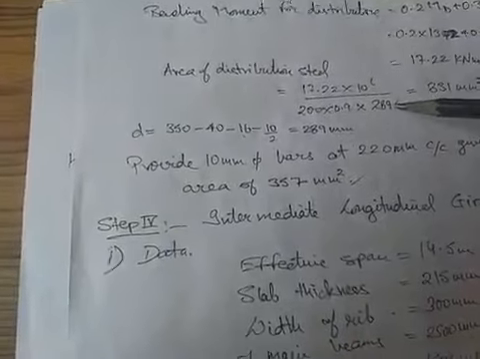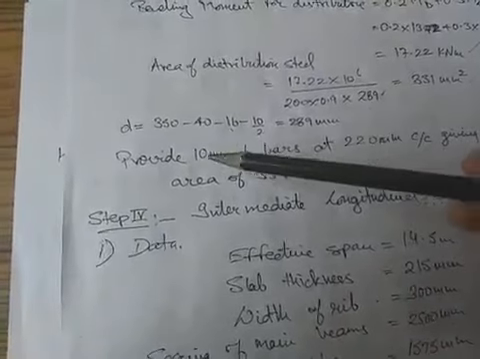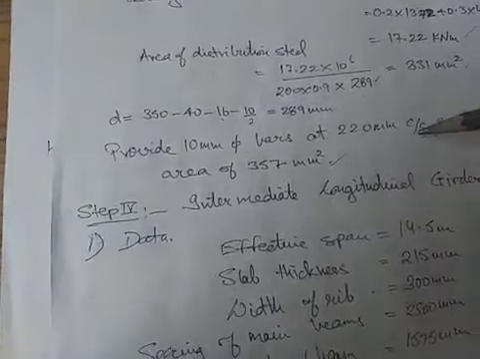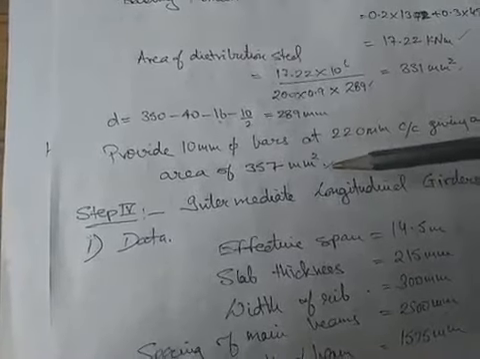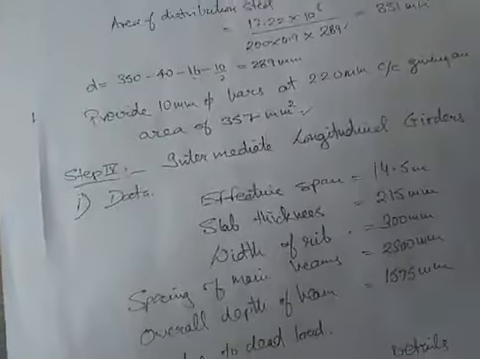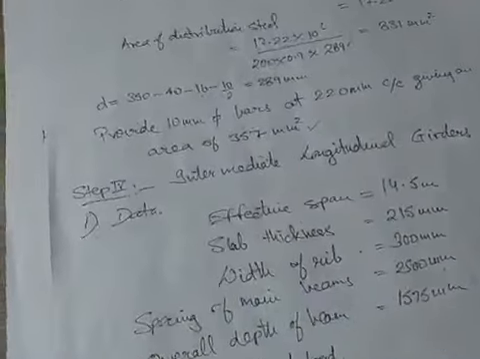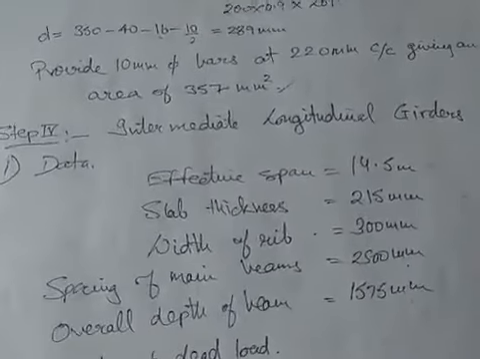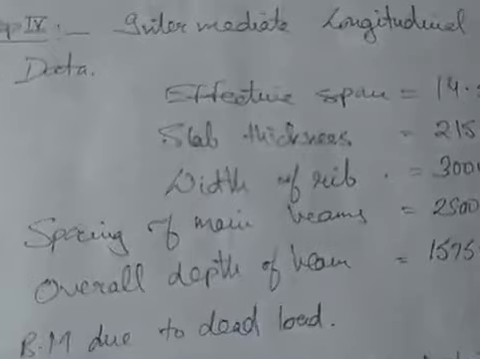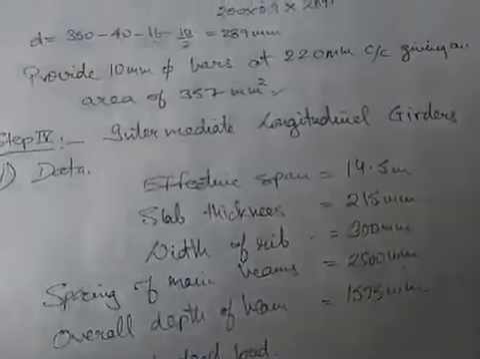So this has to be used over here. So provide 10 mm bars at the rate of 220 mm center to center, which gives me an area of 357 mm square, which you can check in your calculations. So this is the design of the cantilever slab. Then the next topic is we are going to discuss the design of the intermediate longitudinal girder.